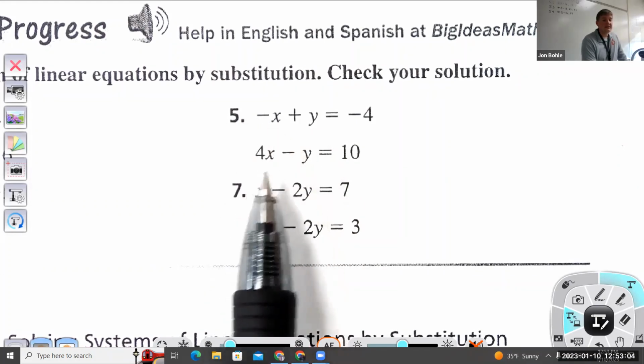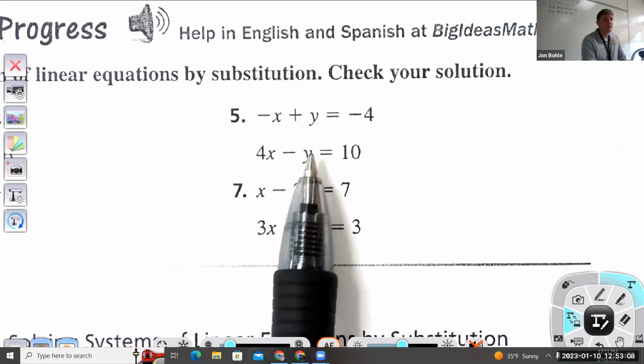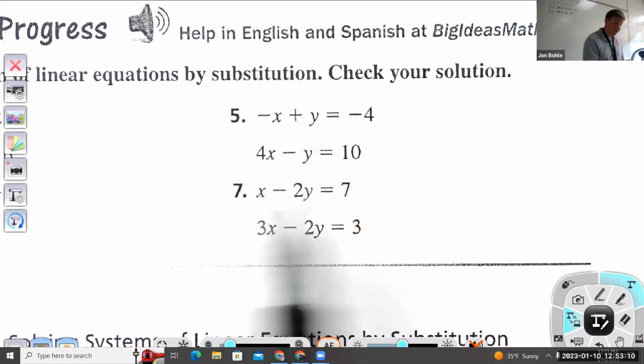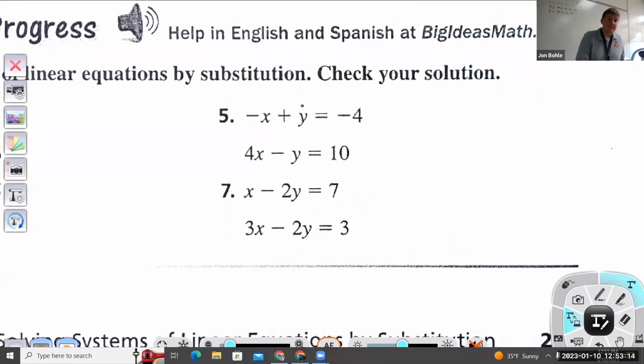Adding x. Okay, same kind of thing. I could get this y by itself, but I would have to do more than one step. So to me, if I was doing this problem, I 100% would be getting that y by itself. Okay, look at number 7.